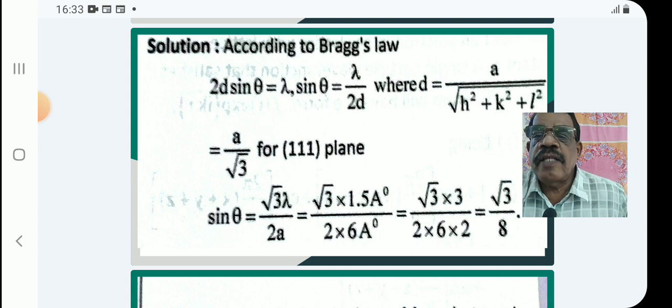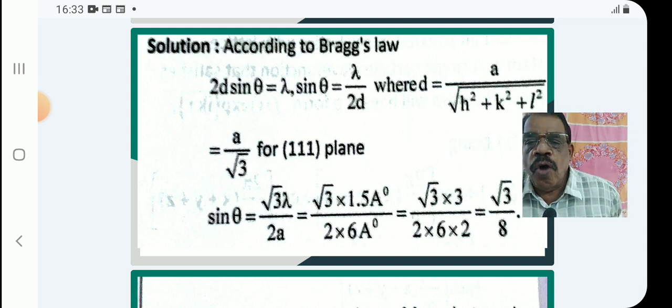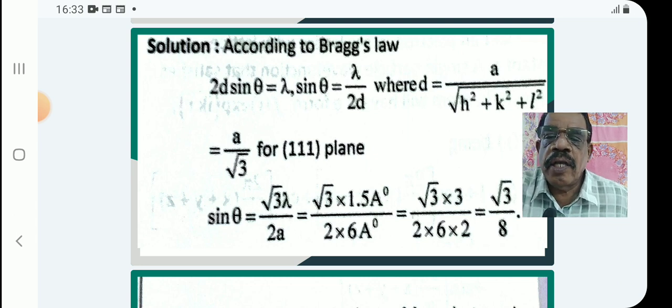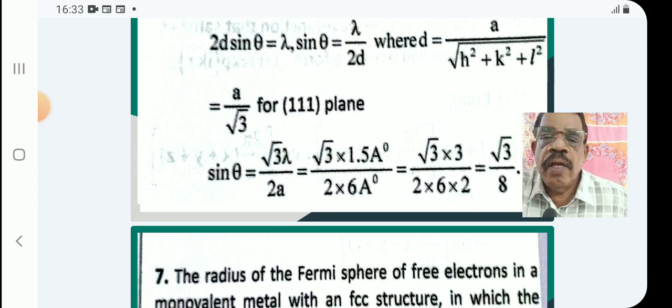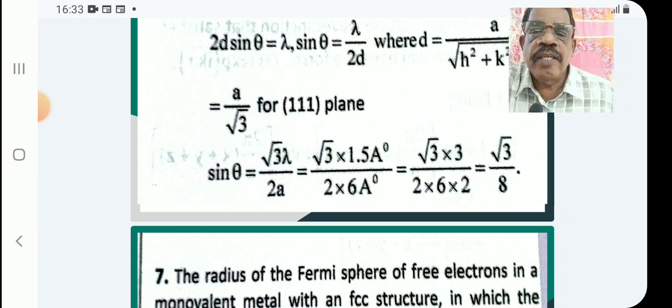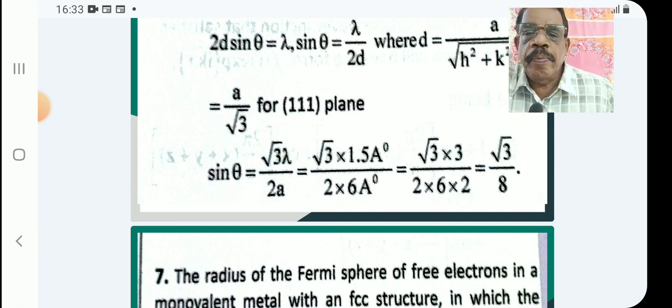From the equation, sin theta is equal to lambda by 2d. That is lambda by 2 into d. D is a by √3, √3 will go up. So √3 into lambda by 2a. That is √3 into 1.5 angstrom by 2 into 6 angstrom. A is 6 angstrom. That you multiply, simplify, we get √3/8.